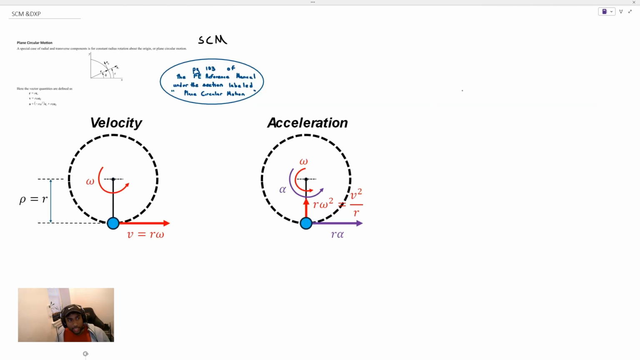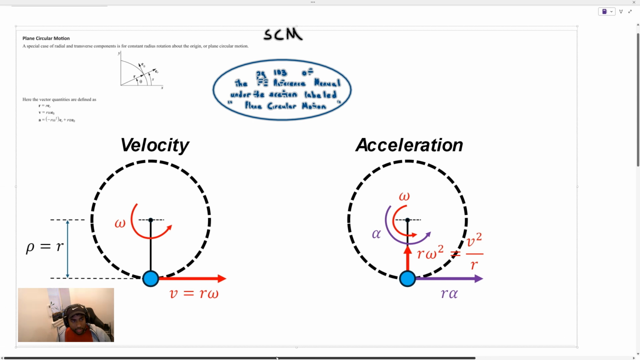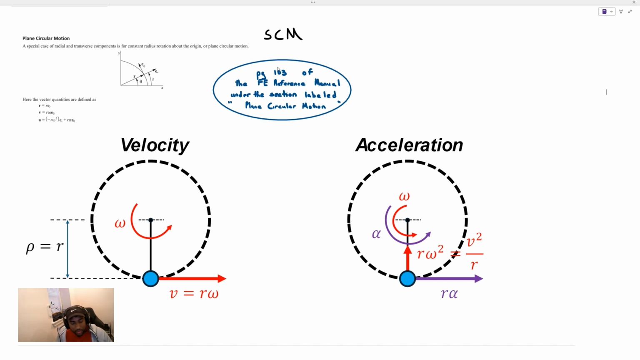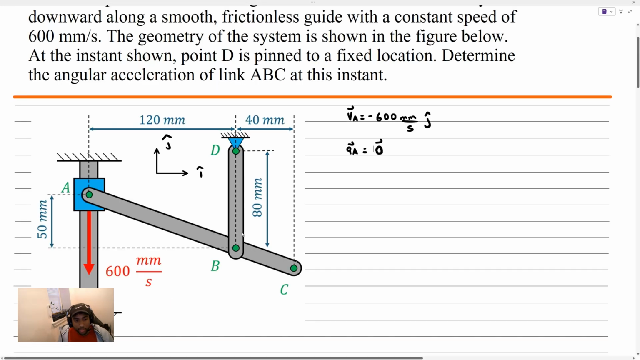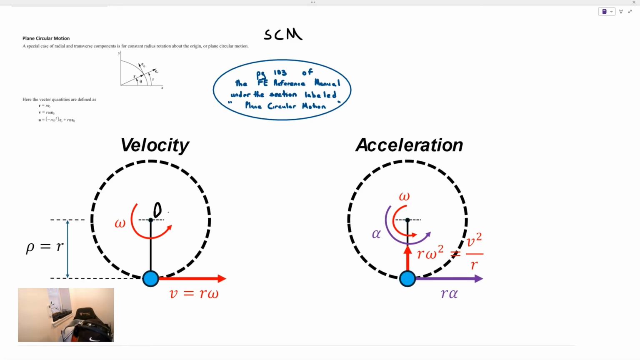I put together a slide here. This reference here is from the dynamic section where it talks about plane circular motion. And I have the page number there, 103. Now, firstly, let's say this is our linkage that we previously had. This is our linkage dB. Now, dB, this would be like point D here, and this is point B here. It's moving with a radius, let's call it r here.